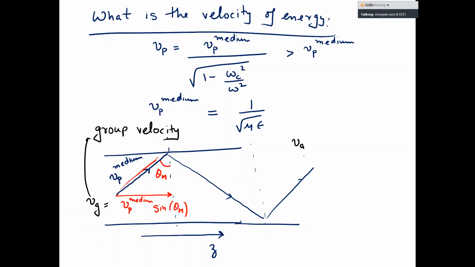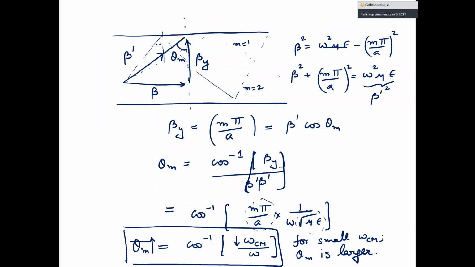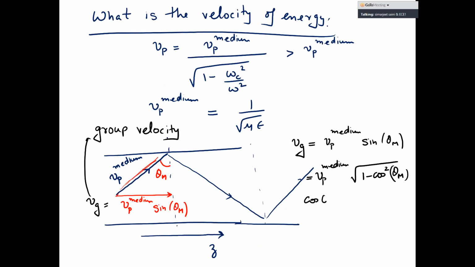So the group velocity Vg is going to be Vp medium sine of theta m, and I can write that as Vp medium square root of 1 minus cos square theta m. I have already calculated what cos theta m was. cos theta m is omega cm by omega. So the group velocity, which is the velocity with which the energy is moving, is going to be Vp medium square root of 1 minus omega cm square by omega square.